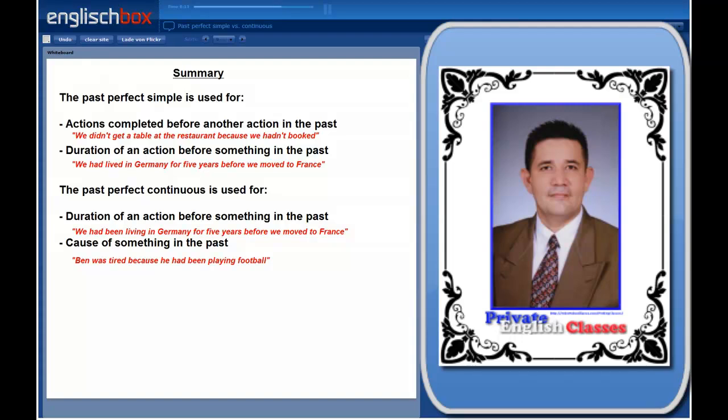And we often use the past perfect continuous to show, to express the cause of something in the past. So Ben was tired because he had been playing football. The reason he was tired was because he had been playing football.